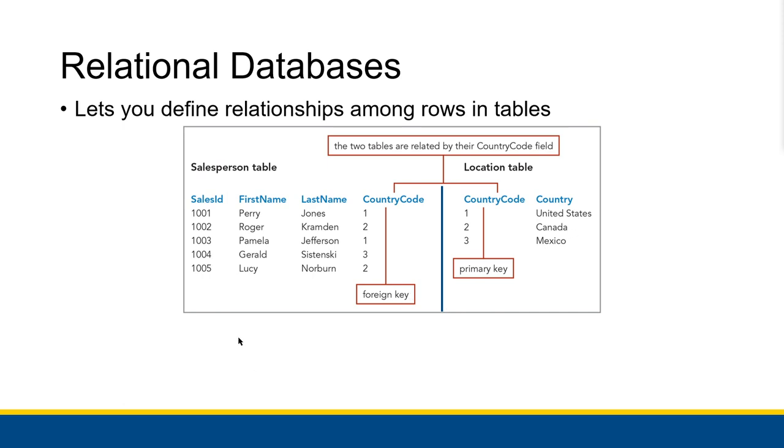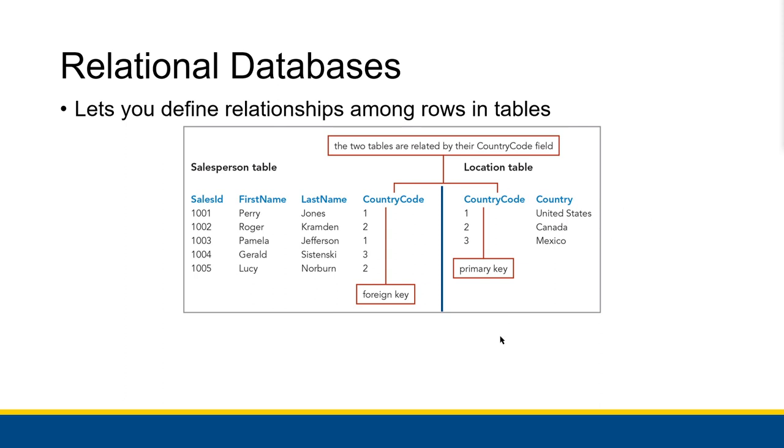So here's what I mean by a relational database right here. We have two tables. The first table has a whole bunch of records of salespeople who work at a particular company. And the second table has information about different locations that the people in this company might work from. So in the salesperson table, every record is a person who works for the company. They have a unique ID, they have a first name, a last name, and a country code that represents the country that they work for. And then inside of the location table, that country code is actually mapped to the particular country.